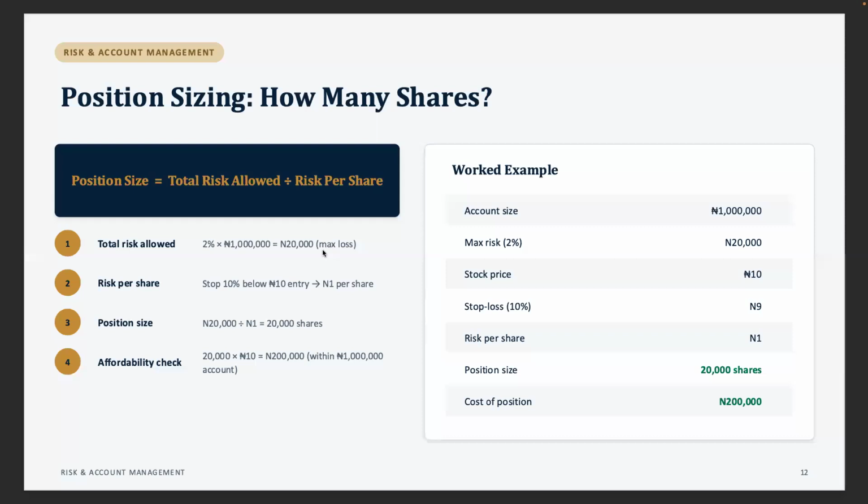Your position size is total risk allowed divided by risk per share. So let's say, for example, in what I have on the screen, I have a 1 million account size. That's what I have to trade. And I'm not going to risk more than 2%. This is what is generally advised. You can decide to risk 10%.